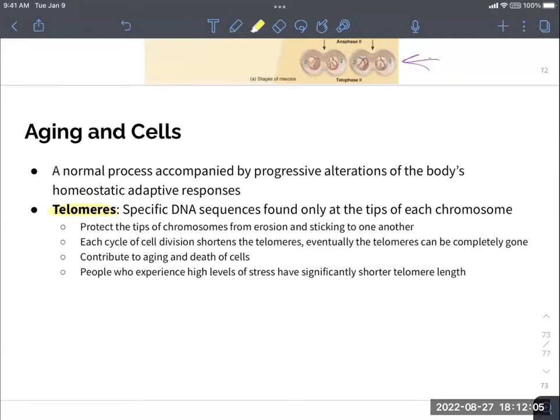If you've ever seen anybody who's under a lot of stress, has very significant high stress, their telomeres are a lot shorter. So that's why people, when they undergo significant amounts of stress, age very quickly.